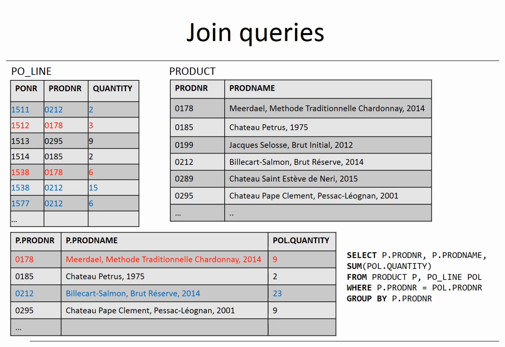Here you can see again the same query illustrated. I highlighted two tuples to demonstrate the calculation. For product number 178, which is Meerdal Chardonnay, highlighted in red, the total quantity is 9, which is the sum of 3 and 6. For product number 212, which is Bilkar Salmon, highlighted in blue, the total quantity is 23, which is the sum of 2, 15, and 6.